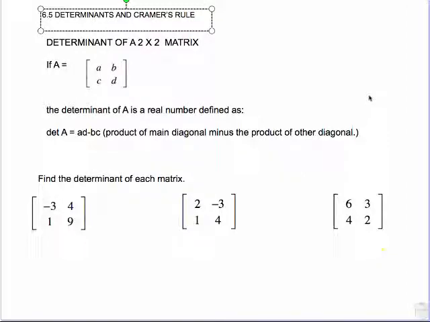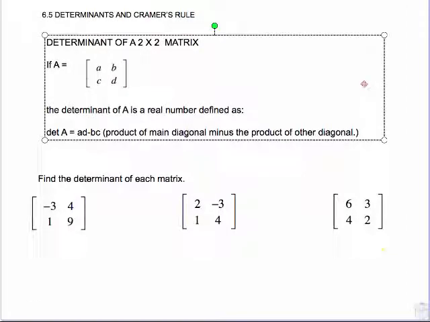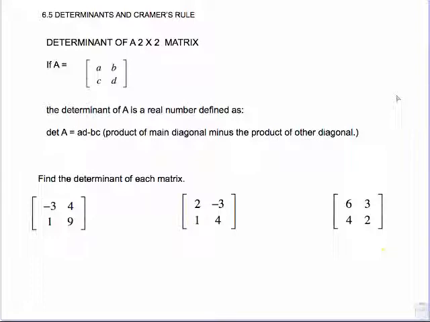This is Pre-Calc section 6.5 on determinants and Cramer's rule. This is the first of probably 3 videos that it will take to cover the material in this section.